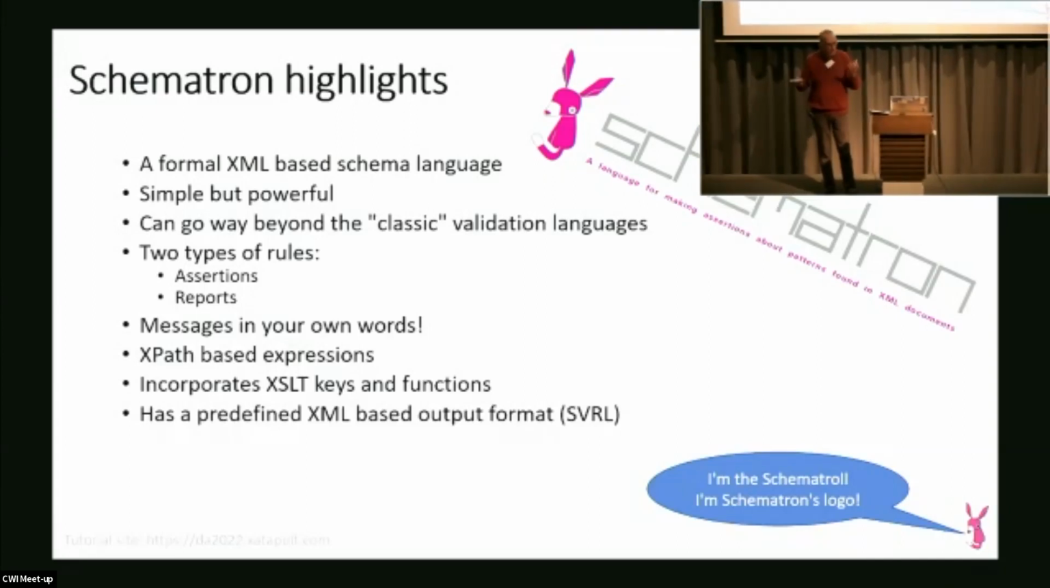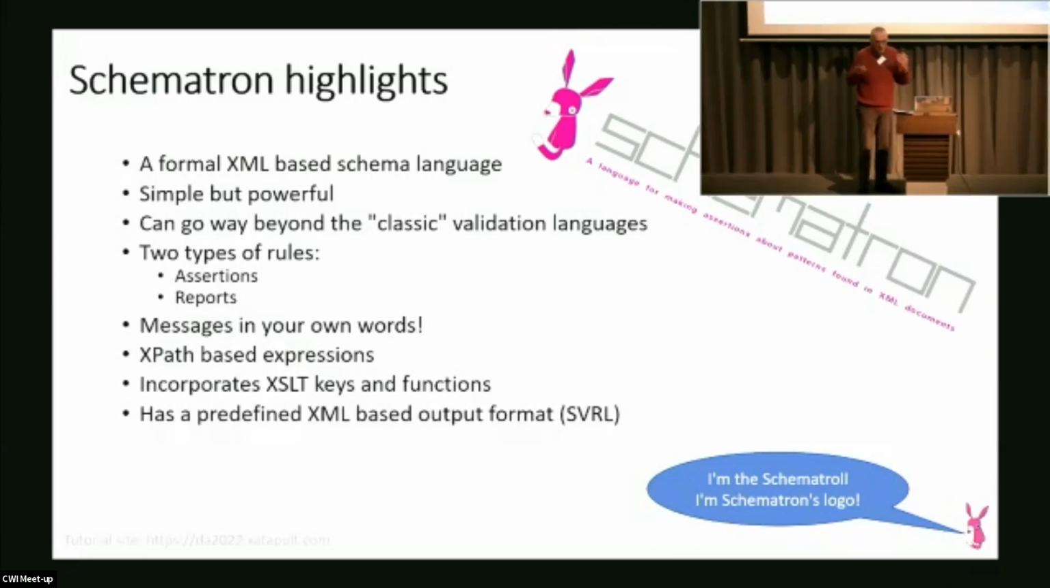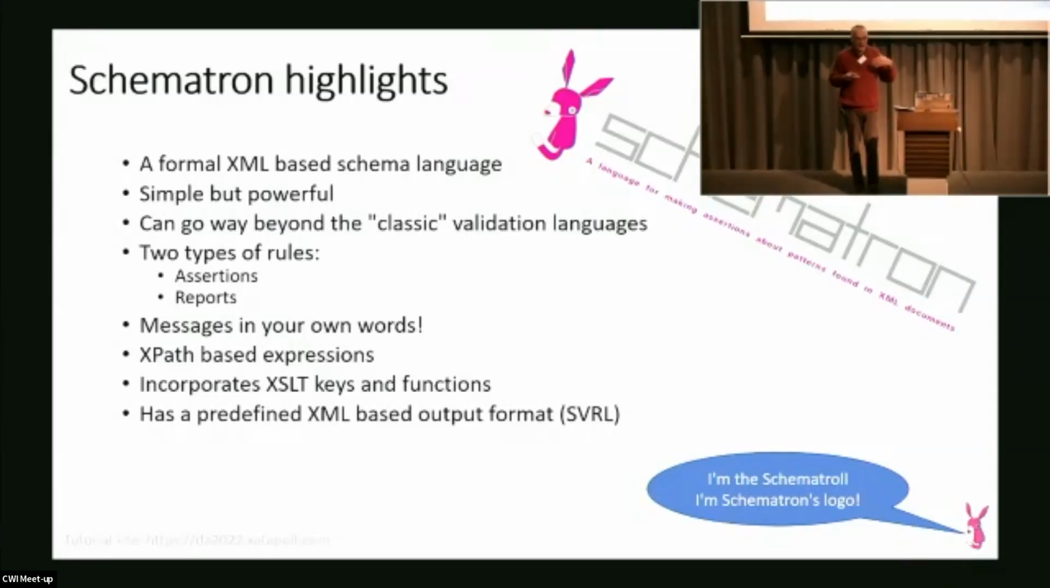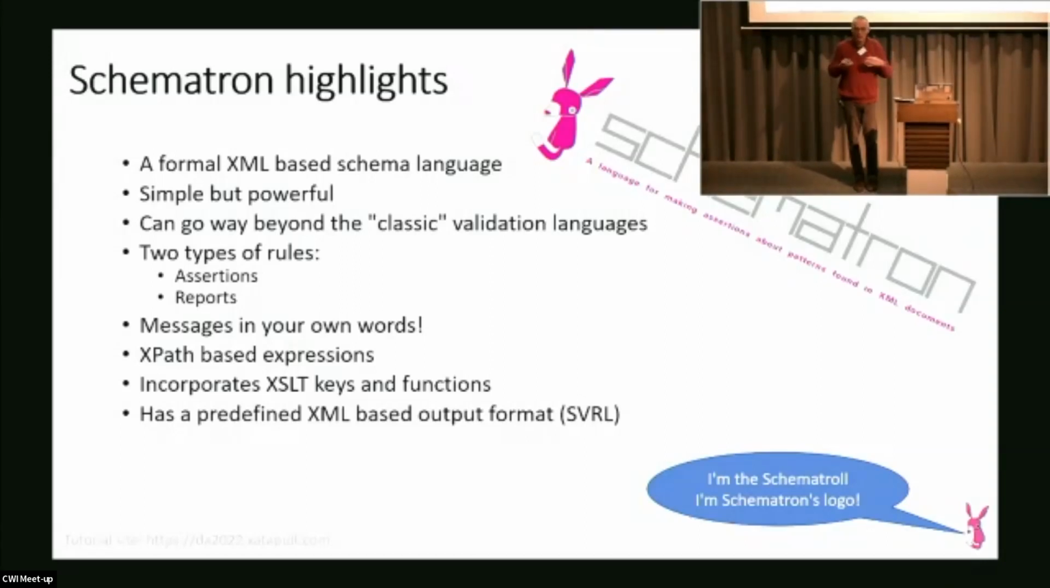I'll tell you all about that. Expressions are XPath based, so you can do everything you want to test in XPath. You can incorporate XSLT functions if you have really complex stuff to check. You can also incorporate XSLT keys, which is very useful for things like ID checking. If your file is big and you want to check things against identifiers, then XSLT keys help a lot with speeding up your validation process. If time allows, we'll get to that.